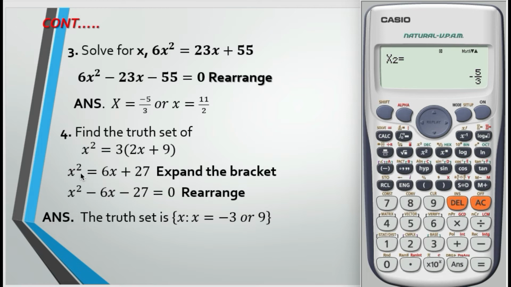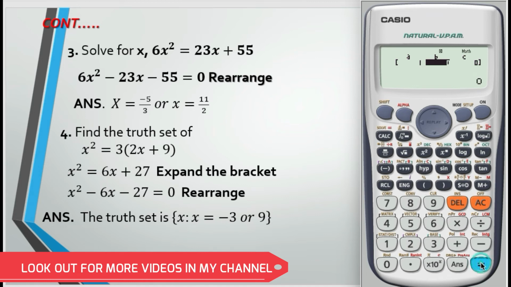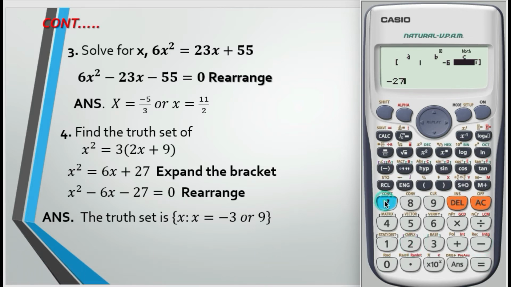Question 4, we have to write in the standard form, thereby expanding the bracket. So when I expand this bracket, I get 6x plus 27. And rearranging it, I get x squared minus 6x minus 27 equal to 0. And this is what I'm going to key inside the calculator. And so the coefficient of x squared is 1. Coefficient of x is negative 6. Then the constant is negative 27. And hit the equal sign. Alright, so x is 9 and negative 3. Alright, so that is the solution for it.